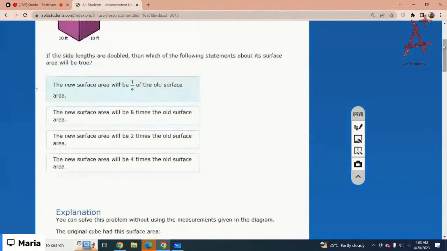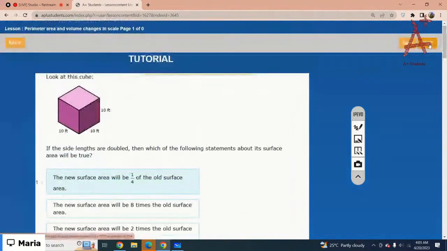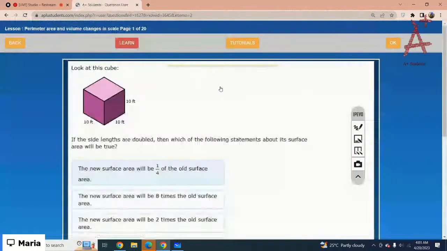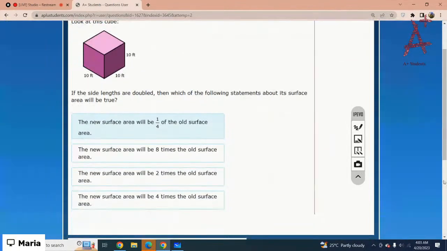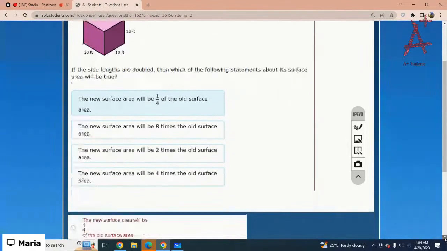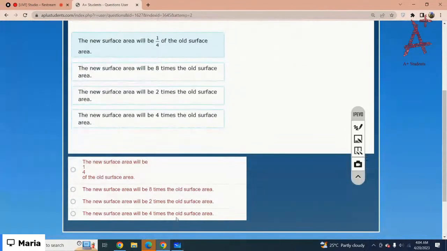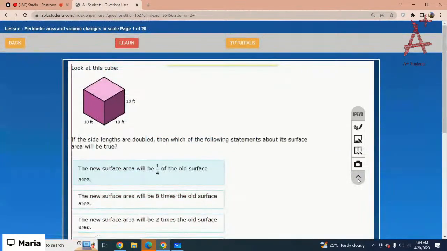Let's start with the practice question. The first example is, look at this cube. That's the one we just did in the tutorial. If the side lengths are doubled, which of the following statements about its surface area will be true? Its surface area will be 4 times the old surface area. That is the correct option, the last one. Just select the correct option, then click on the OK button.